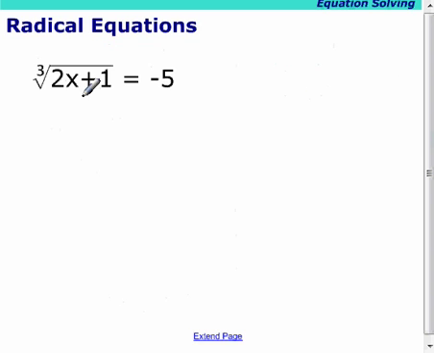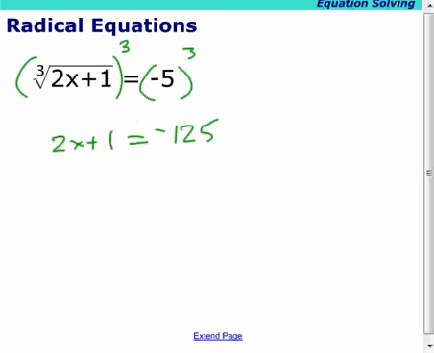Okay, here's another one. Oh, it's a cube root. Oh, that's okay. If I want to solve this one, I would simply cube this side. That would cancel those. Must cube this side. And I'll finish this one. So on the left side, I get 2x plus 1 is equal to negative 5 cubed, which would be negative 125. Subtract 1 on this side is negative 126. Divide both sides by 2, and I get negative 63.